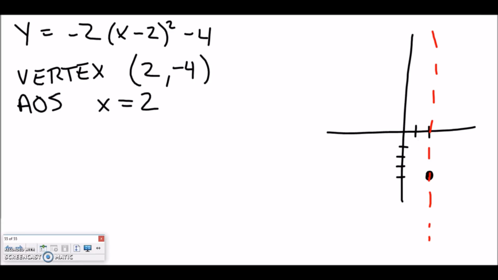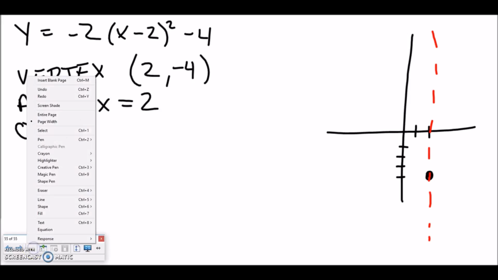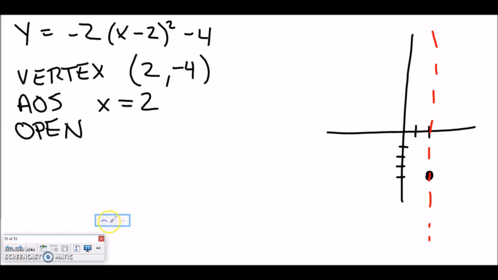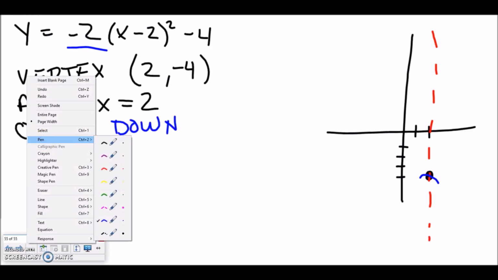Next, we need to know which way it opens. To know that, I'm looking at my number a, that's negative, so this parabola opens down. I know it's going to open down a little bit, but let's see if we can find some more points to be a little bit more accurate.